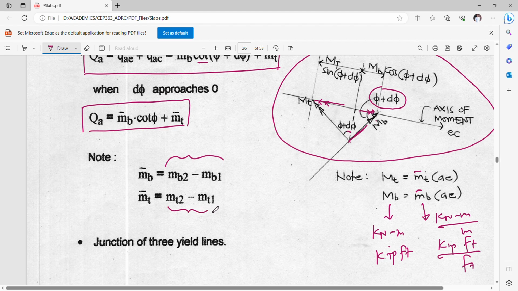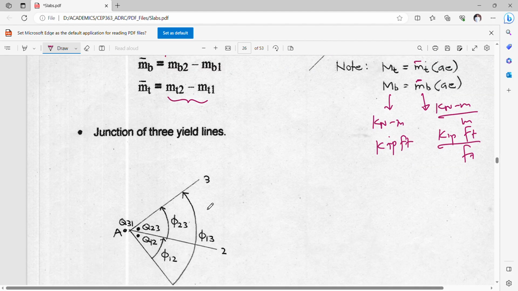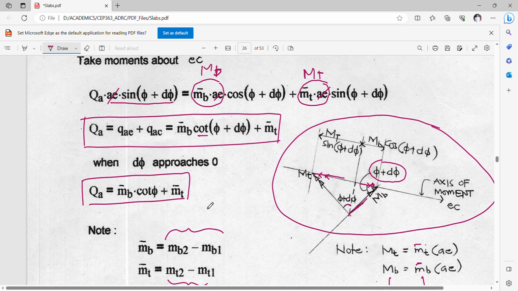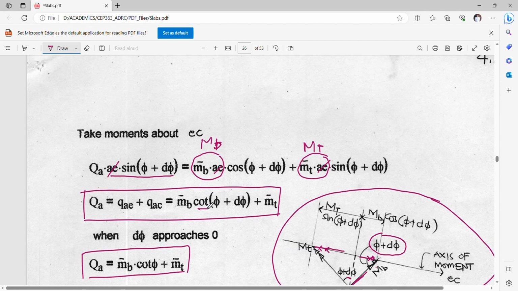So the junction of the three yield lines will now be founded on this theory, and that I will be discussing to you in my next video.